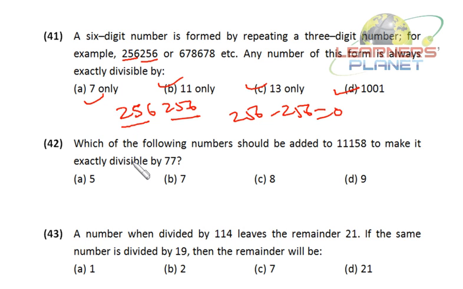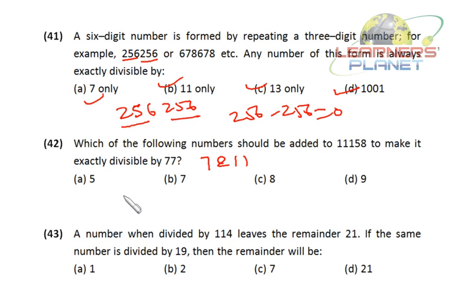Okay friends, now in the next question, which of the following numbers should be added to 11158 to make it exactly divisible by 77? To make a number divisible by 77, the number should be divisible by 7 and 11 both as well. And further we can apply the divisibility test of 7 and 11 both. Let's go backward, else it will be difficult for us to divide this number by 77. It will take lots of time. So let's go backward. So suppose I add 5 to it.